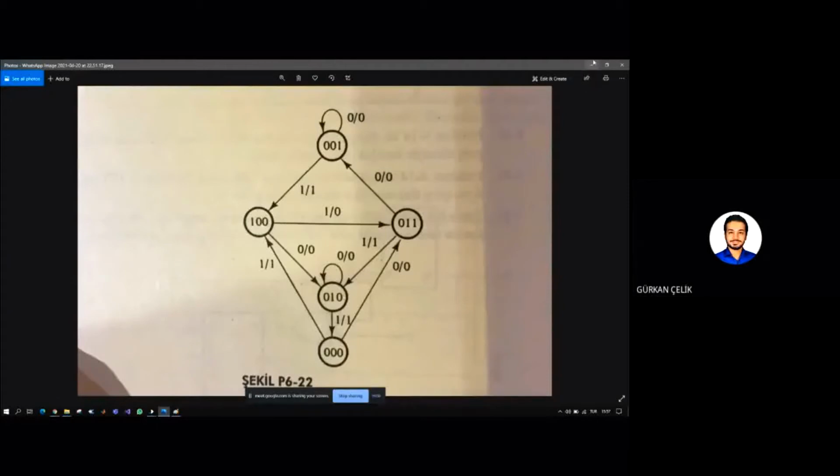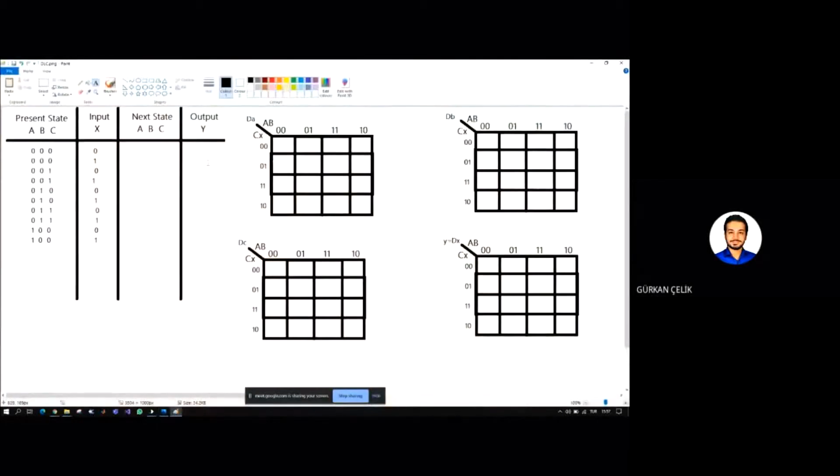So I'm just following this state diagram. If it's 0 0 0 and the input is 0, the next state should be 0 1 1, right? Do you understand?